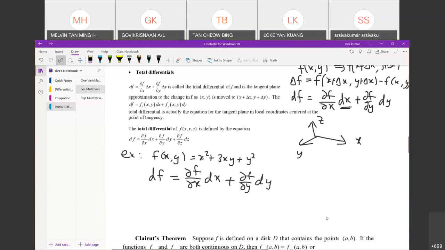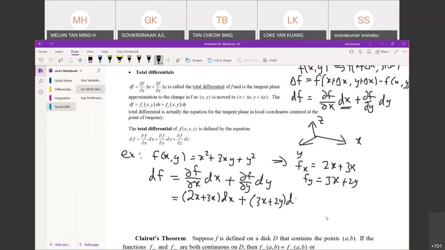Now we go below. In this case, I need to perform two things here. This is fx, this is fy. Therefore, what I get for fx here is 2x plus 3x, can you see that? I just put here 2x plus 3x dx, plus this one, for y, what will I make here? 3x, 2y. Therefore, this becomes 3x plus 2y dy.